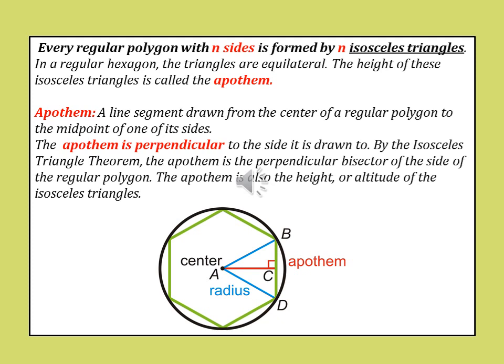Remember, by the isosceles triangle theorem, the apothem being the perpendicular bisector of the side of the regular polygon, we can always apply trigonometry to get the area of this triangle. And therefore, in the following examples, we'll be looking at how we can use the area of a triangle to get the area of any given regular polygon.